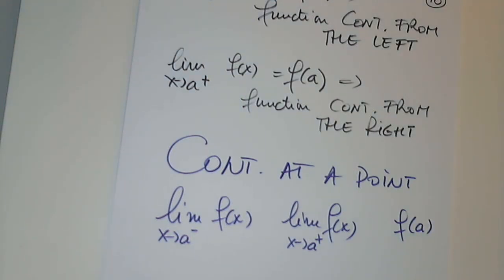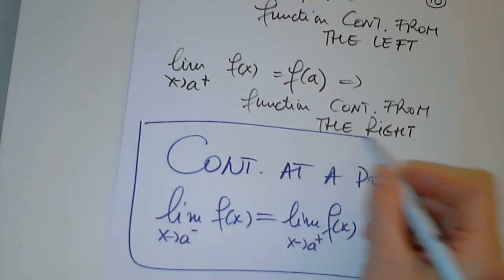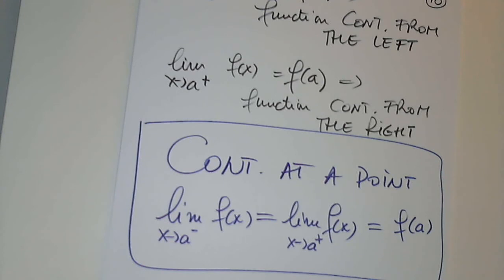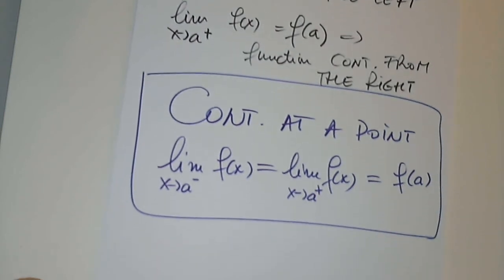For a function to be continuous at a point, what has to happen? The limit from the left equals the limit from the right and equals the function value at that point. All these three must be identical. Then the function is continuous at a point. If the left limit, right limit, and the function value at that point exist, they're all the same number, then the function is continuous at that point.